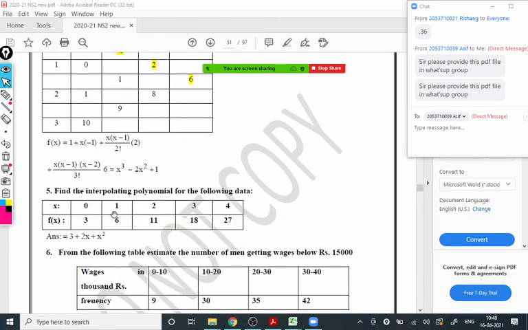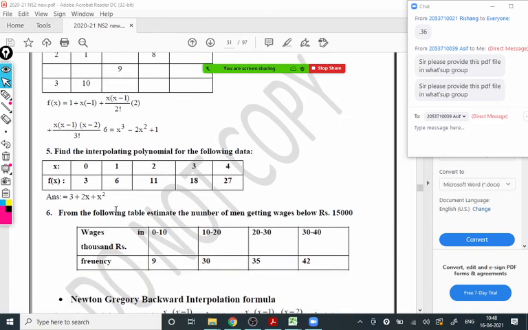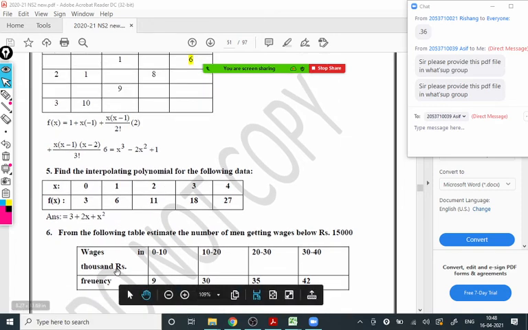Okay, there is one similar question. You can do it on your own. Question number 5, that one. Last question for today. Our aim is to get the number of men. See the question first. From the following table, estimate the number of men getting the wages below rupees 15,000.